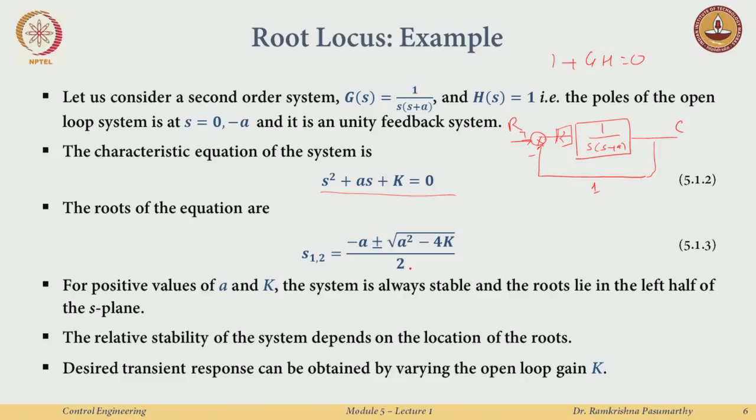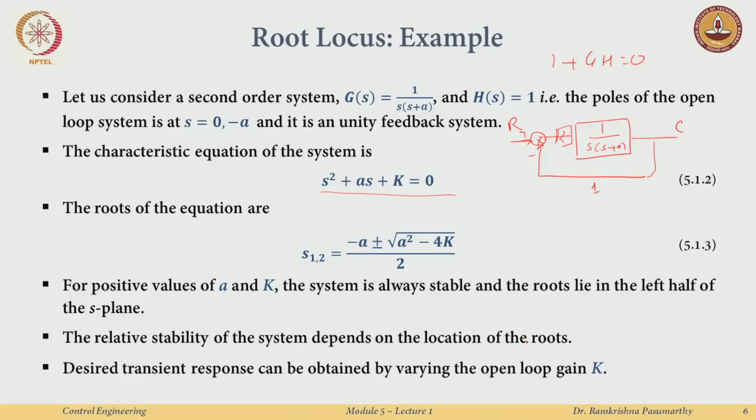Let us analyze how these roots change, and what the two parameters are: a changes and k changes. For positive values of a, when a is greater than 0, minus a is always less than 0. Additionally, if k is also greater than 0, the system is always stable, because the roots of the system always lie in the left half plane. The relative stability now depends on the location of the roots, right.